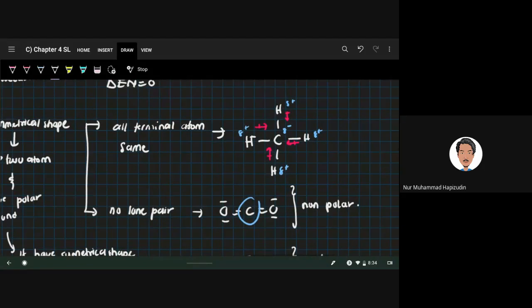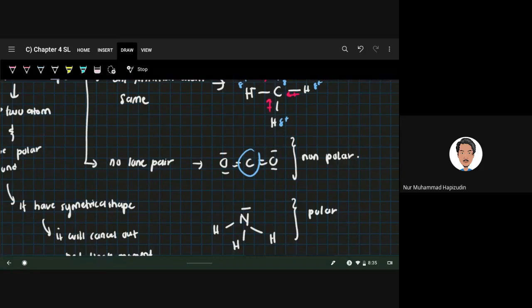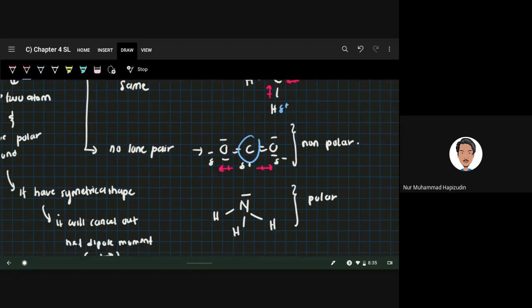All the force is equal from all directions. Sama je force dia. So we assume there is no dipole moment anymore. So that's why it exists as polar and non-polar molecule. Okay, same concept for carbon dioxide. Carbon dioxide has polar bonds, but because it has a symmetrical shape, the net dipole moment can be cancelled out. Itu dia term dia lah. Cancel out.